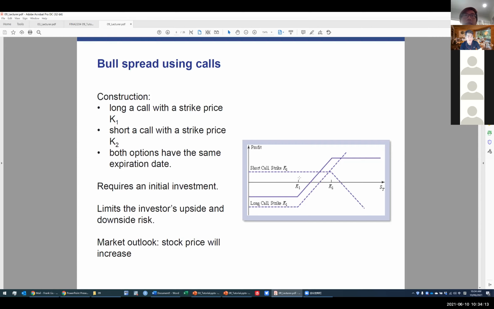Given that, in this case, the higher the strike price, is the call premium higher or lower? What's the relationship between the call premium and strike price?